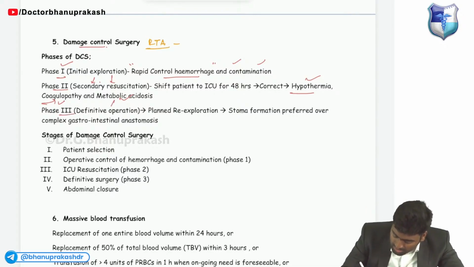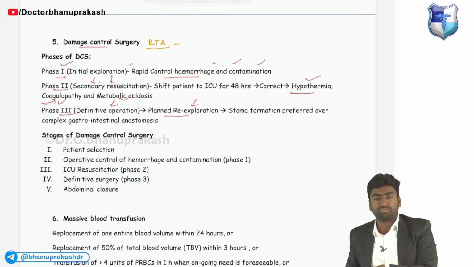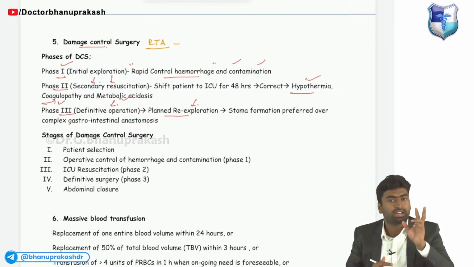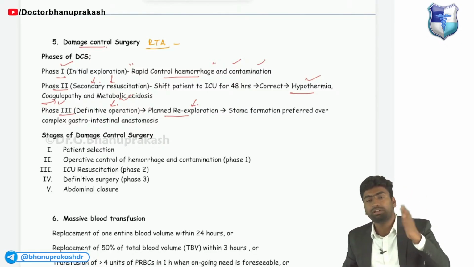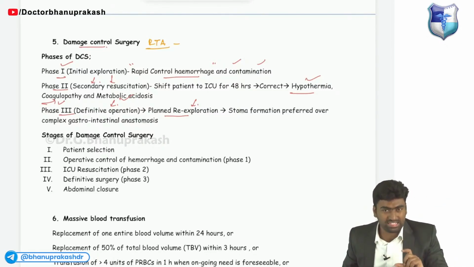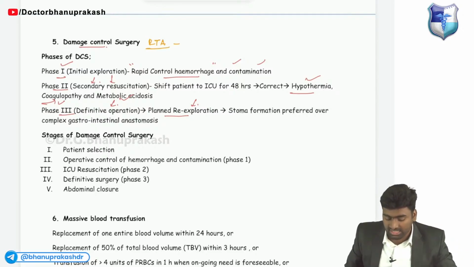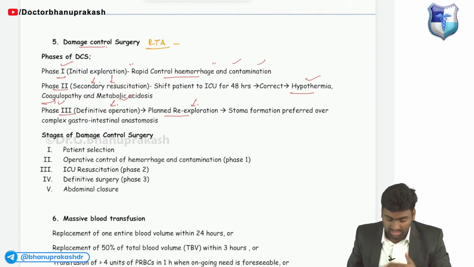In phase 3, we need to do definitive surgeries, like planned re-exploration and stoma formation. For example, in abdominal trauma, we need to do re-exploration, we need to correct the defect and we need to put a stoma temporarily. फिर उसके बाद जो भी है बाद में देखेंगे. So these are the phases: phase 1, phase 2, phase 3. So initially हम control करेंगे, फिर secondary resuscitation करेंगे, फिर definitive surgery करेंगे. ठीक है, इतना याद रखो.